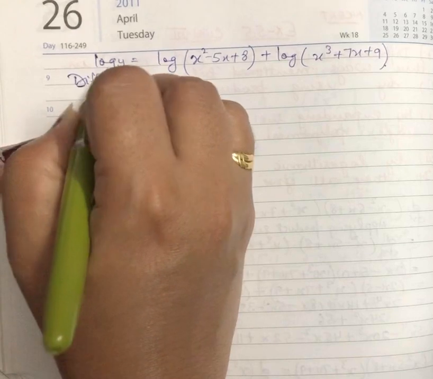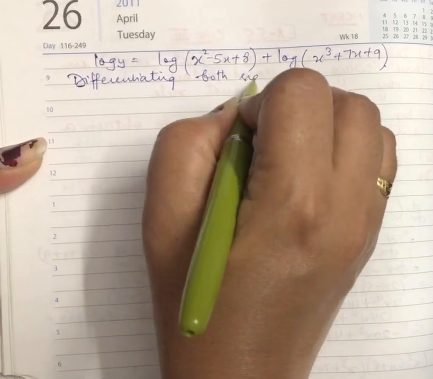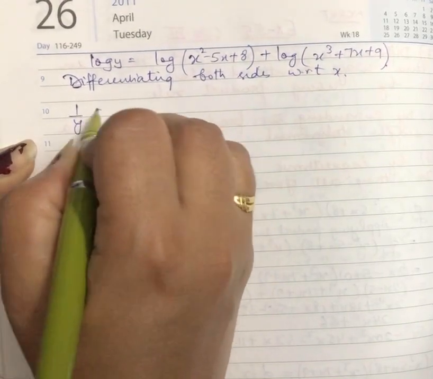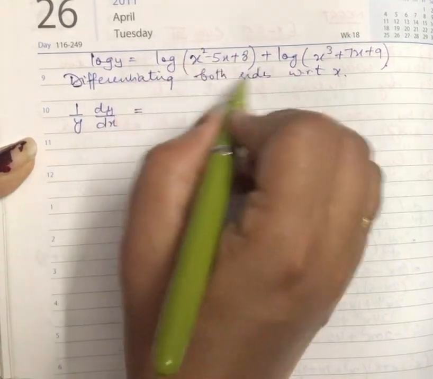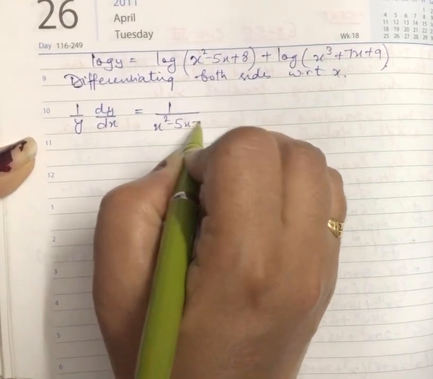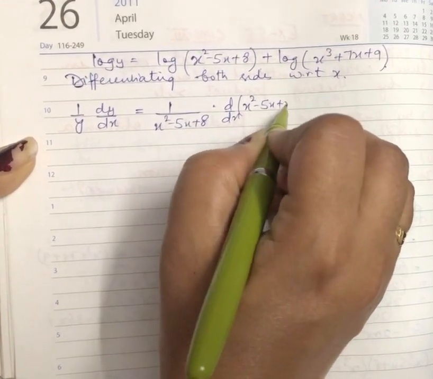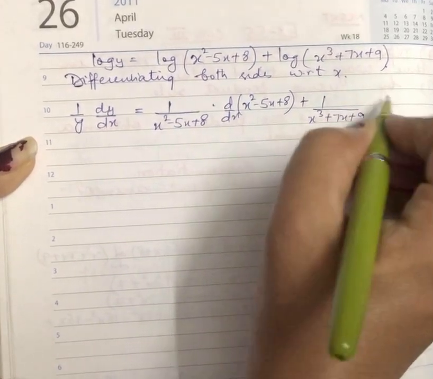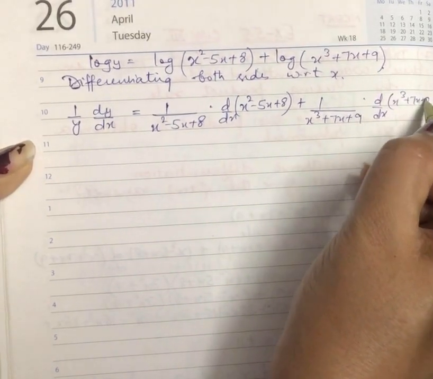Now differentiating both sides with respect to x, what we get, 1 by y dy by dx equal to differentiation of this function: log of x square minus 5x plus 8 will be 1 upon x square minus 5x plus 8, applying the chain rule, into d by dx of x square minus 5x plus 8. Then plus 1 upon x cube plus 7x plus 9 into d by dx of x cube plus 7x plus 9.